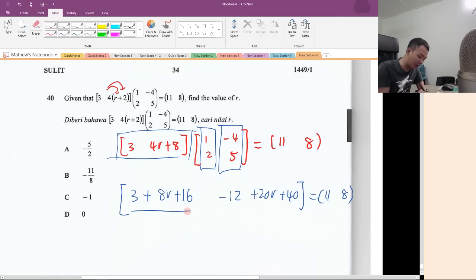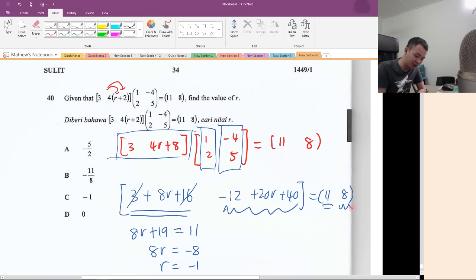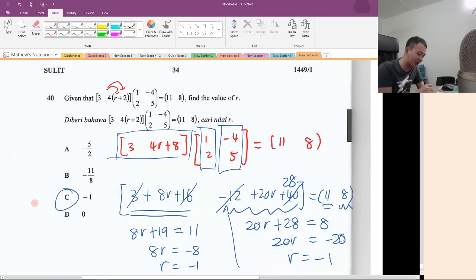So you can compare either one of them. Let's say I compare the first value. So this number plus 8R plus 19 equals 11. 8R equals negative 8. R equals negative 1. Or you can choose the second value, you should get the same result. This one and this one I solve is 28, right? 20R plus 28 equals 8 here. So 20R equals negative 20, R equals negative 1. Just do either one, it will help you understand this one.